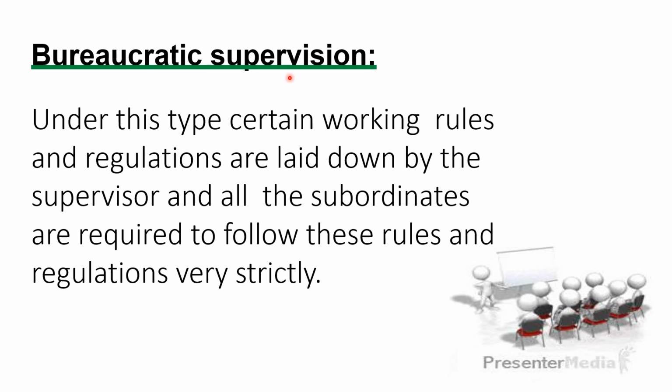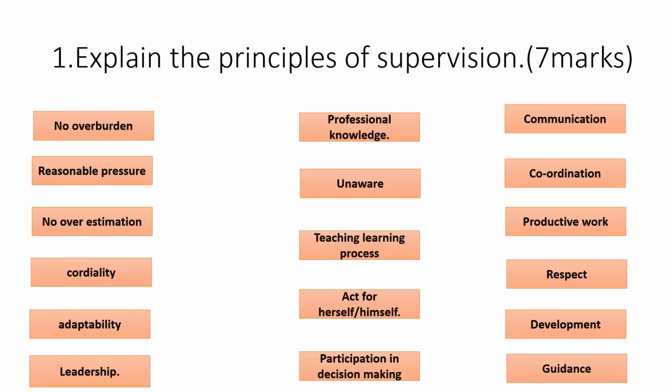The sixth type is bureaucratic supervision. Under this type, certain working rules and regulations are laid down by the supervisor, and all the subordinates are required to follow these rules and regulations very strictly. This is the answer key of second part of first question. Remember, you have to read further to expand your answer. This is only the answer.